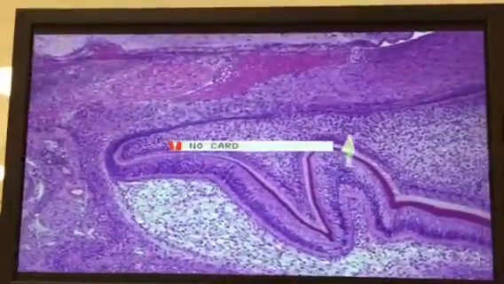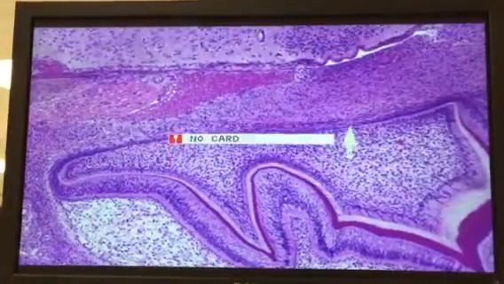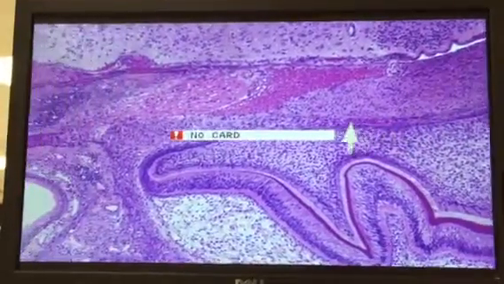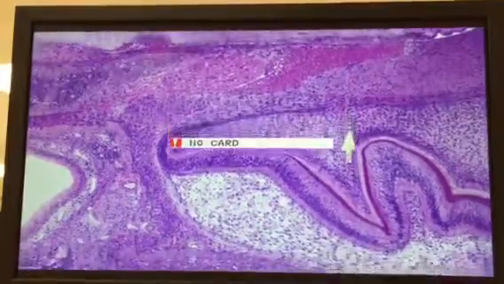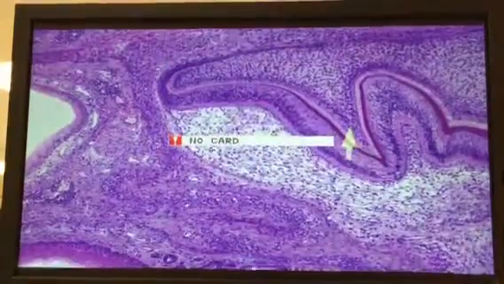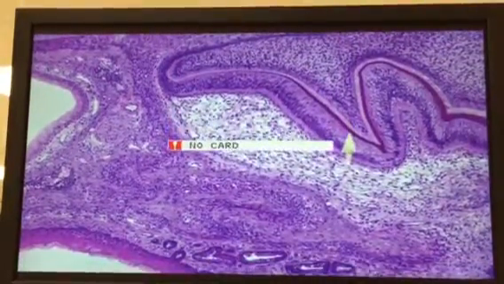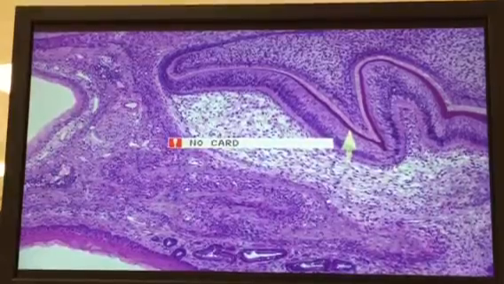See the dental papilla here. Here's Hertwig's epithelial root sheath, and there's the future apical foramen. And we've got odontoblasts, we have some dentin, and then we've got the enamel being laid down.